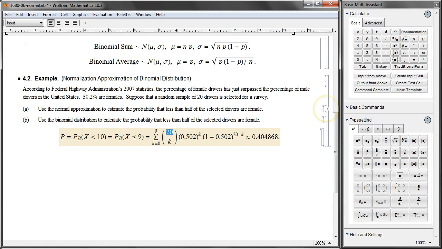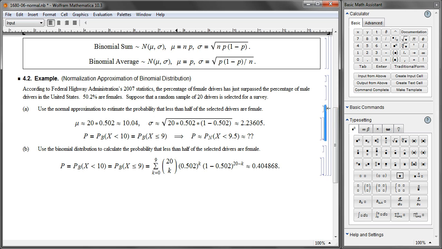By the way, there's one tricky deal about this normal, because what exactly do you mean by the difference between less than 10 versus less than or equal to 9? There's no difference whatsoever for binomial, because there's no such thing as 9.2 people or 9.7 people. But for normal, which is a continuous random variable, we have to be very careful about that kind of thing. So less than 10, less than or equal to 9, for normal approximation, you have to take the midpoint, 9.5. You have to do something like this.